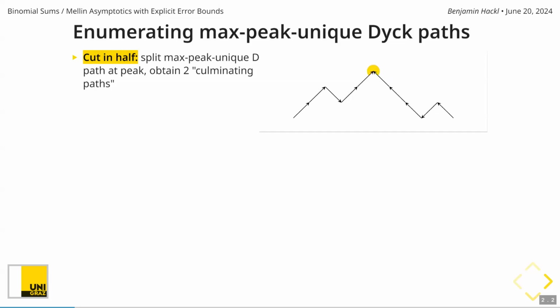We can flip the second part and rotate it around and see that each of these max peak unique paths actually corresponds to 2 paths that start in the bottom, act like Dyck paths, so they don't go below the axis, and end at their highest point. These paths have been referred to as culminating paths.